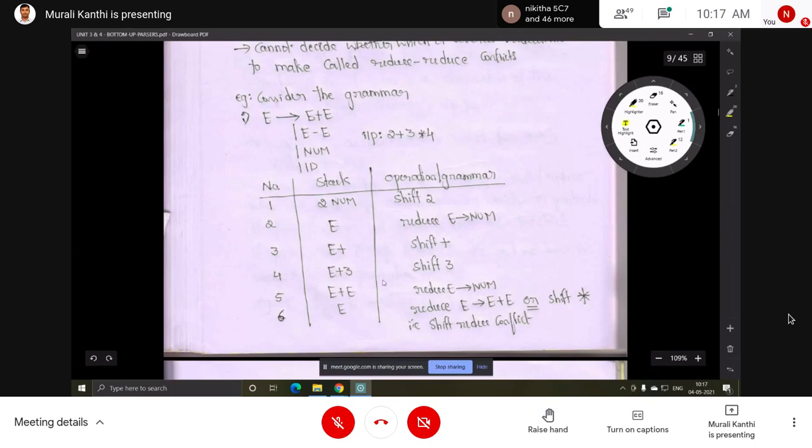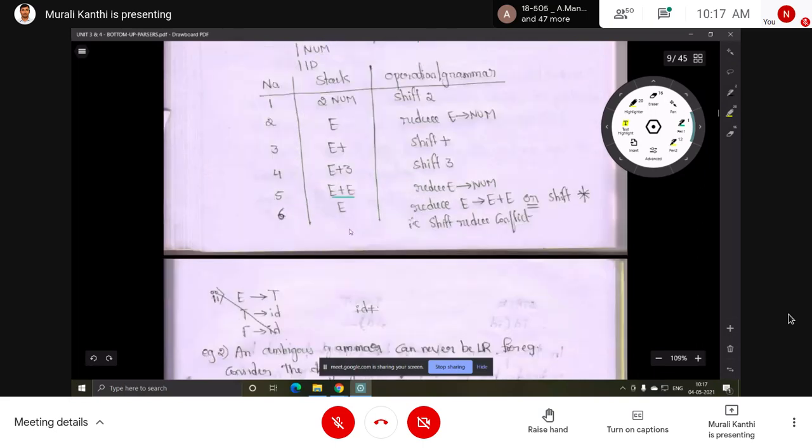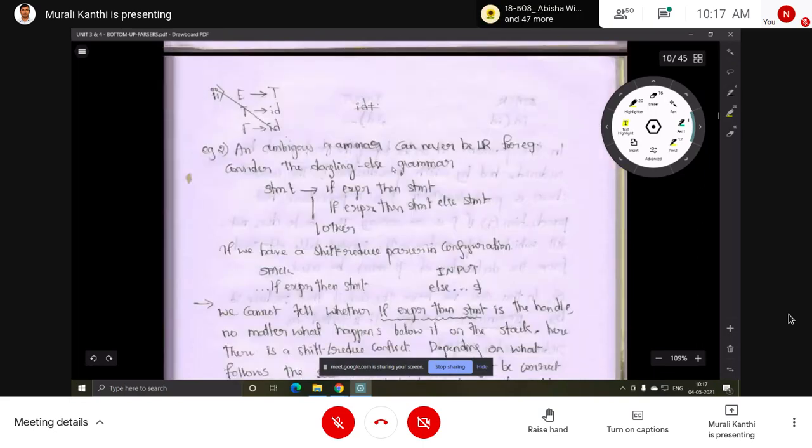Next, here E plus E is possible. That means E plus E can be reduced, or star can also be shifted. At this moment we can do this reduction and shifting also. Two options are available: E plus E reduction and shifting star onto the stack. So this is a shift reduce conflict example.